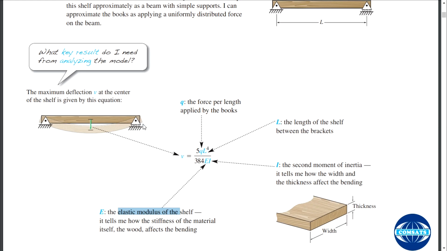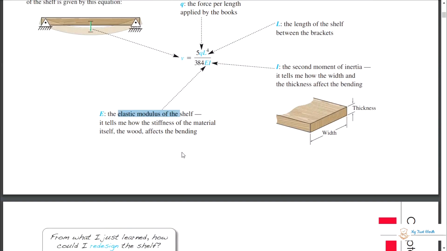So you just change the cross section of this beam. You can see the cross section includes width and thickness. So this is a rectangle, and the formula for the moment of inertia of a rectangle is b h cubed divided by 12. So h is important, h raised to power 3. If you just increase the thickness, then that will be very good for resisting the deflection.